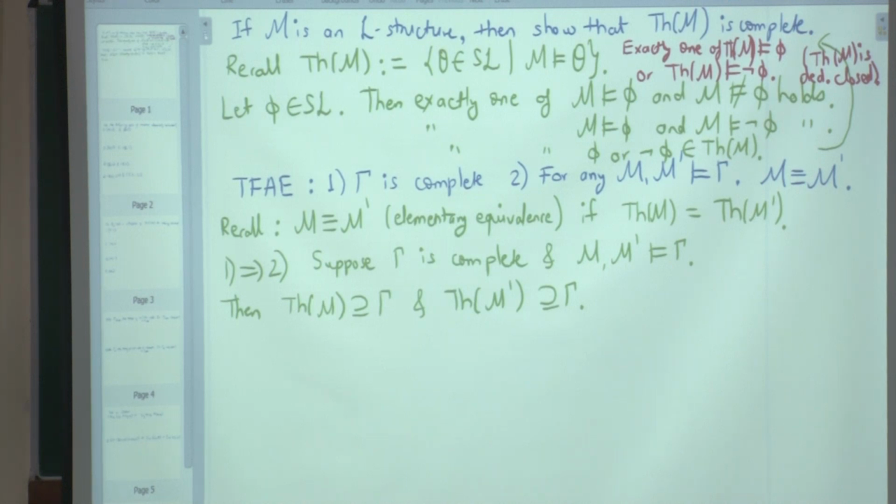Okay, gamma is complete, so it makes a decision. So let gamma prime be defined to be all those sentences theta such that gamma entails theta. So this is the deductive closure.